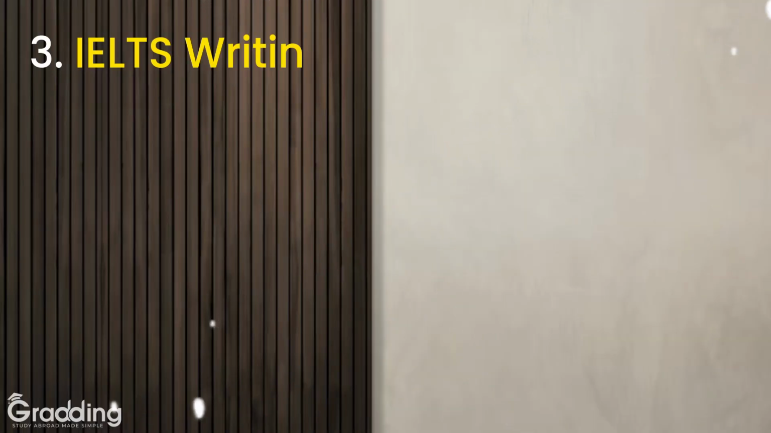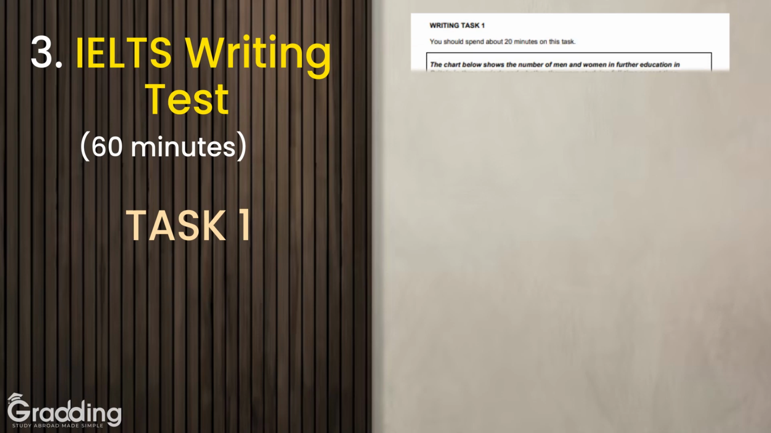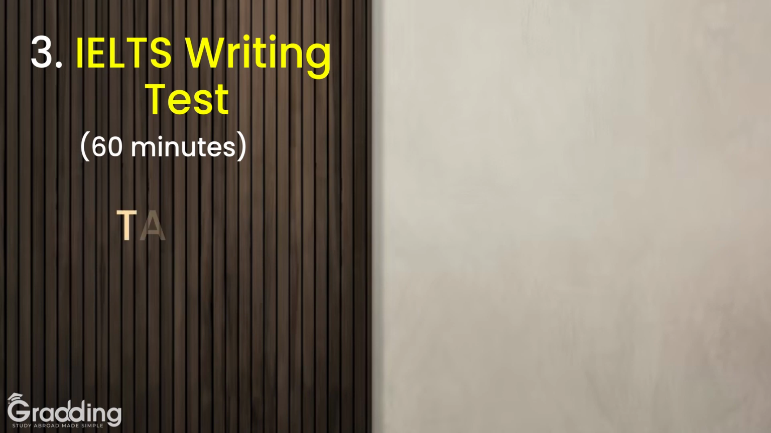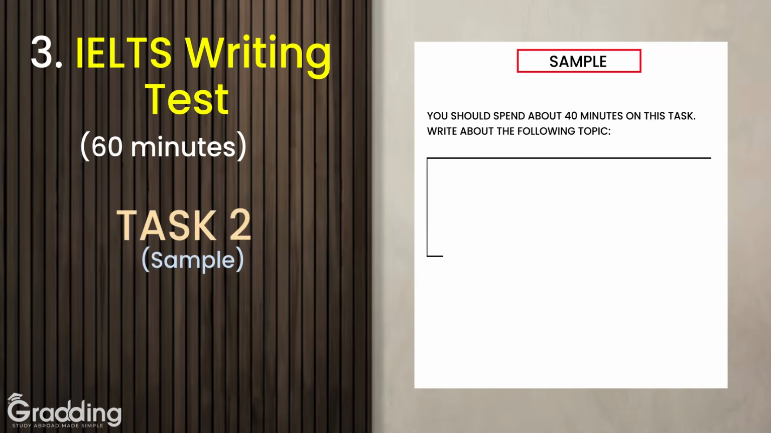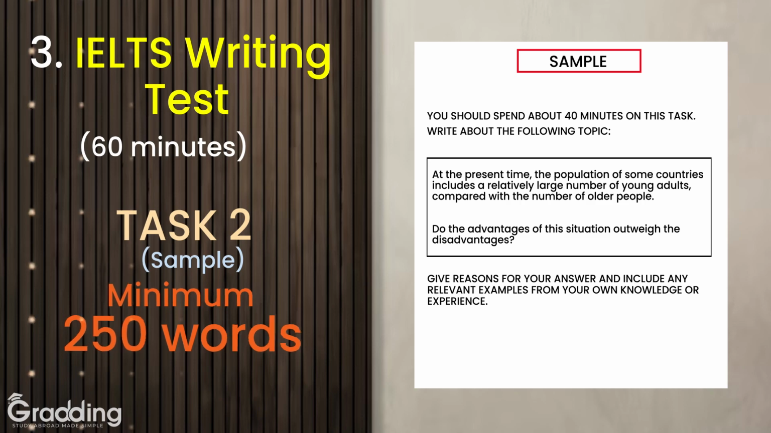Talk about IELTS Writing Test. IELTS Writing Test will be of 60 minutes. There are 2 tasks in the writing test. In task 1, you have to write a report describing some visual information in your own words. IELTS Writing Task 1 will be a minimum of 150 words, and in writing task 2, you will need to write an essay in response to a point of view, argument, or a problem in a minimum of 250 words.